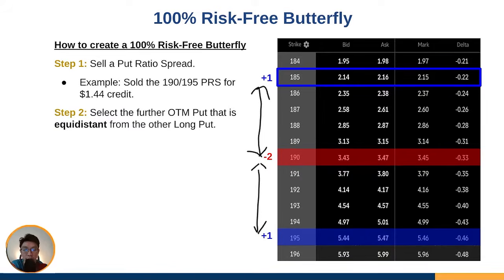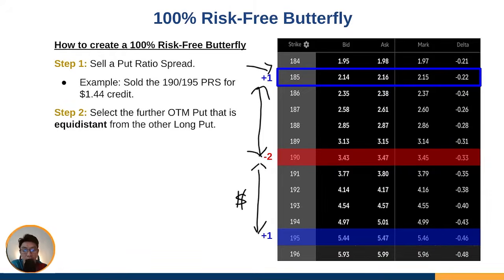So what you're doing is capping the risk all the way to the downside, so to speak. Basically, you are turning it into a butterfly with this long put. Now, why is it important to make it equidistant? It's important because if you were to choose the 184 strike, let's say the one that is 6 points away, now it's no longer 100% risk-free, because now you're going to get some risk.